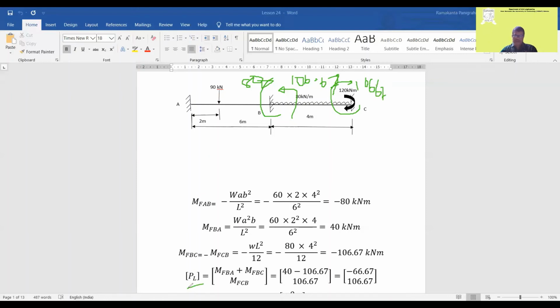Now, what is your PL? PL is the joint load. It is more clearly explained here. That was not given in the last problem. So at this joint B, what is the joint load? That now PL is MFBA plus MFBC. So this is clockwise 80, this is anti-clockwise. So net is anti-clockwise, minus. So it will be minus 66 point.